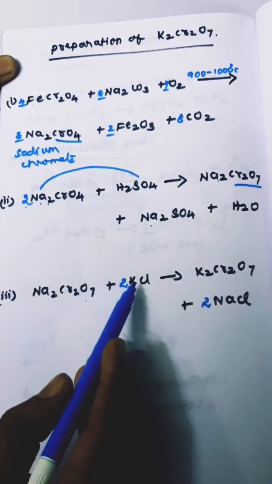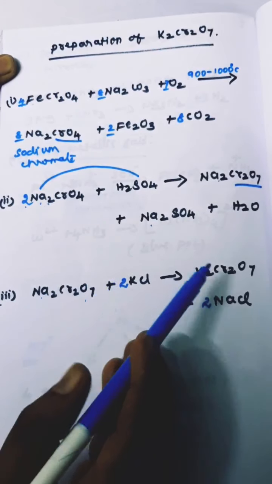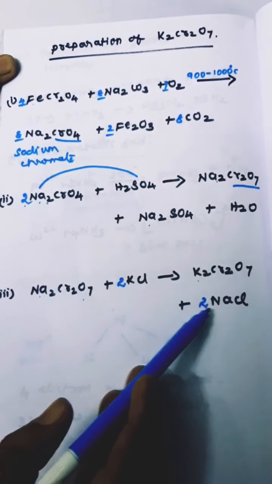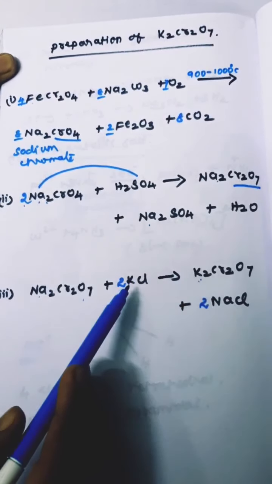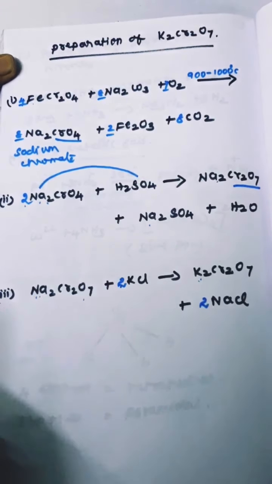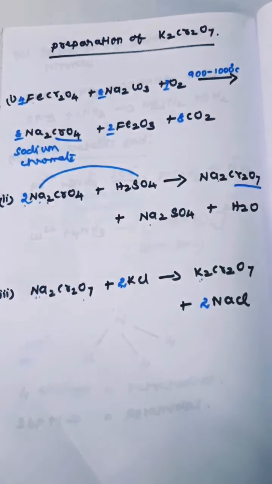So sodium dichromate, when it reacts with KCl, instead of sodium you get potassium. So K2Cr2O7 is potassium dichromate, with the loss of NaCl. We have 2 potassium, that's why you write 2 here. You have 2 sodium, that's why you write 2 here. Potassium dichromate is orange red in color. It is used to confirm that a compound contains chloride ion. So these 3 equations are enough to get full marks for the preparation of potassium dichromate.